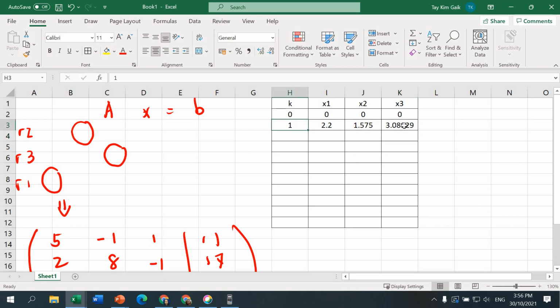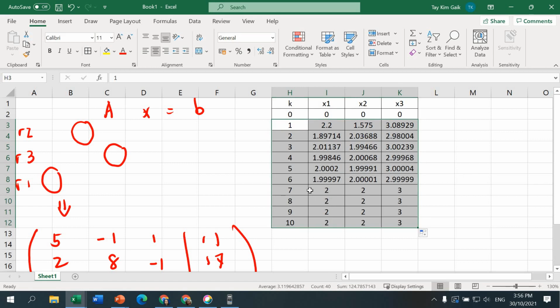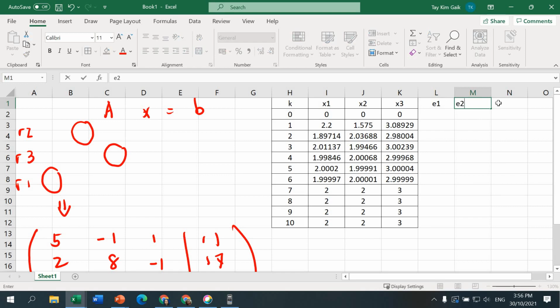Now you can copy down the formula as many times as you like. Here we are at step 7. You can see there are no more changes. Or you want to calculate the errors. You can actually have 3 errors here: error 1, error 2, error 3.